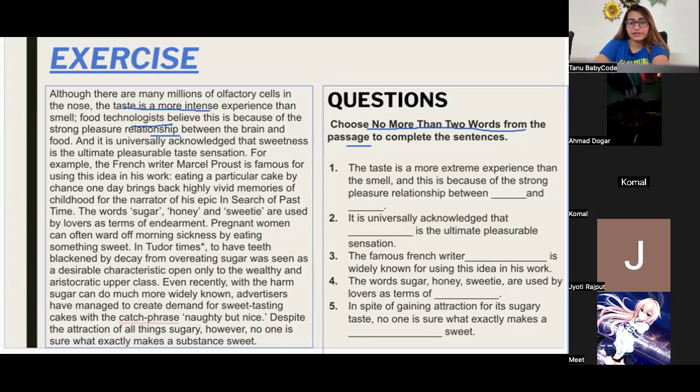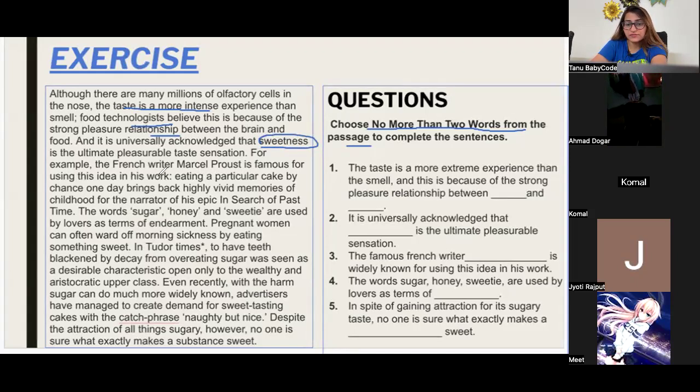Second. Now let's look at the second one. It is universally acknowledged that dash is the ultimate pleasurable taste sensation. So it's sweetness, right? Yes, it's sweetness.